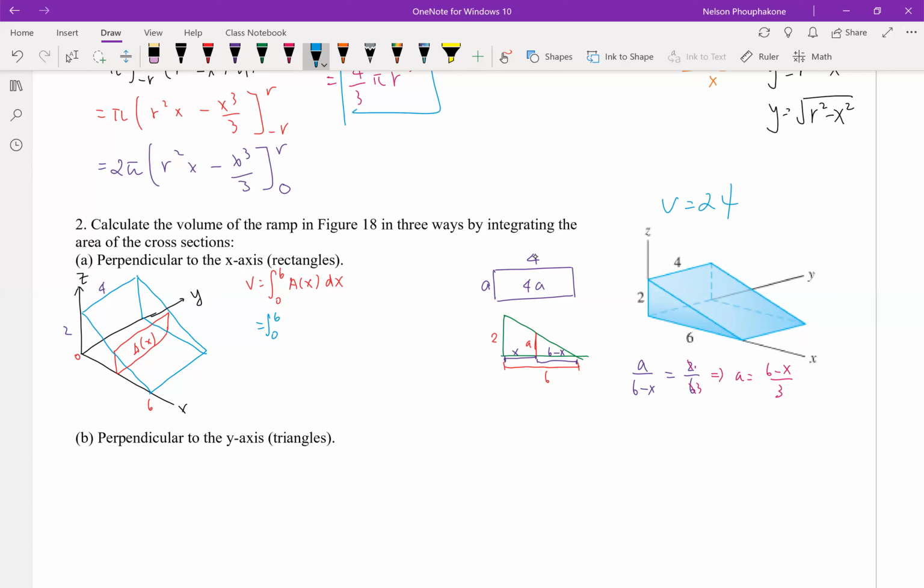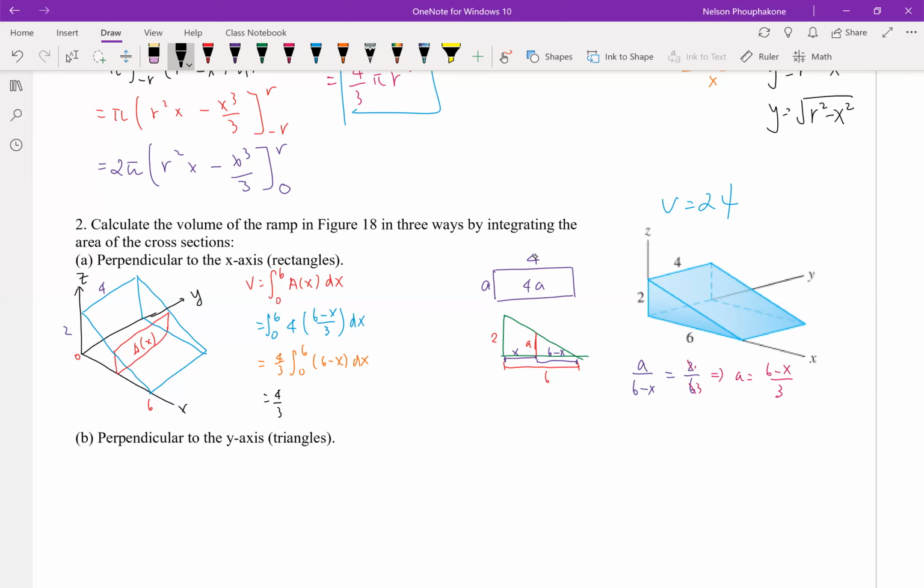So you will see that A of x, the area of the cross sections, basically is 4 times (6 minus x) over 3 dx. Okay, so we have everything depend on x. So maybe I could do this. I will have 4 over 3, take it out, integrate between 0 and 6 of 6 minus x dx now.